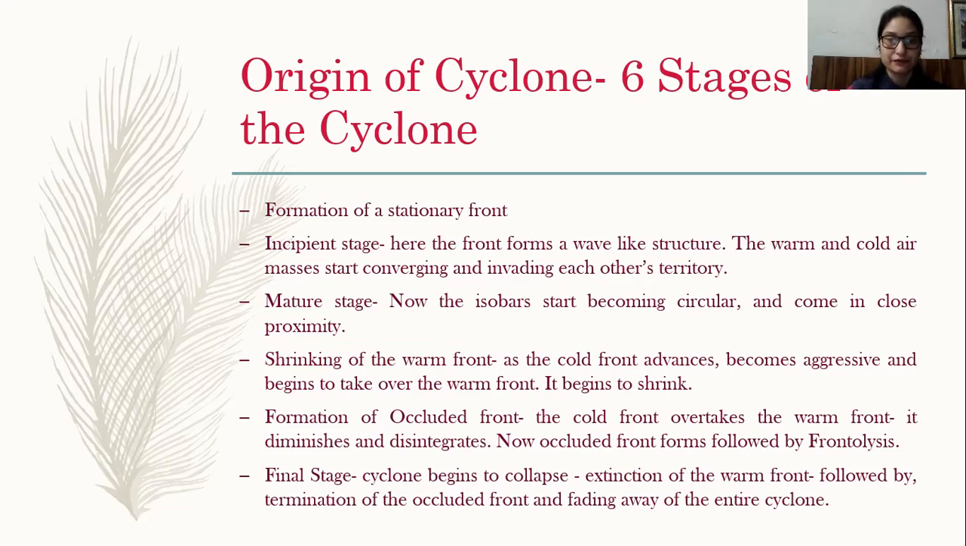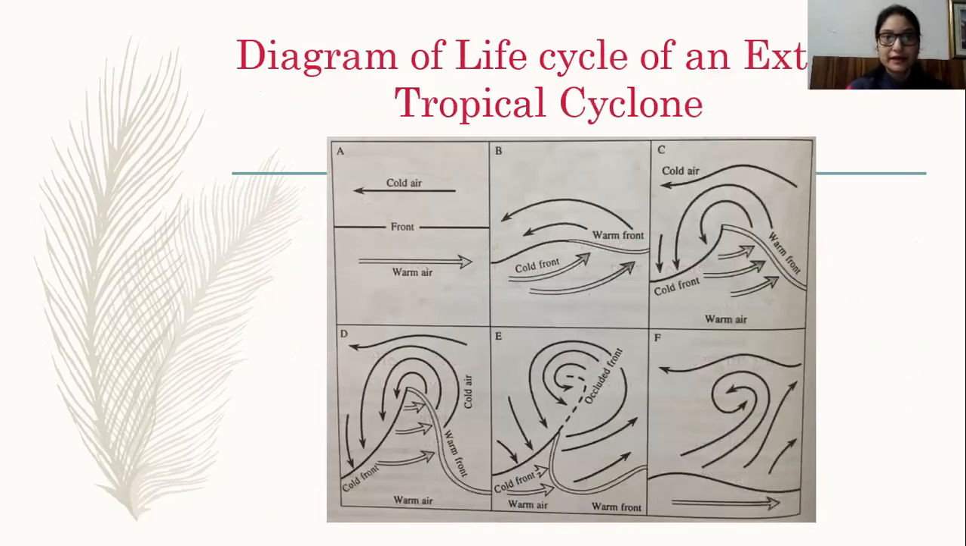Then in the fifth stage, the formation of the occluded front takes place, and this paves the path for the process of frontolysis to begin. Then the final stage is where the cyclone comes to an end. It begins to fade away. I will explain to you the life cycle of the cyclone with the help of this diagram over here.